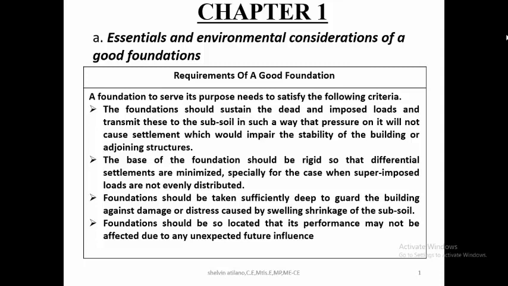So, chapter 1. We have here the essential environmental considerations of a good foundation. What are the requirements of a good foundation? The first thing is the foundation should sustain the dead and imposed load and transmit this to the subsoil in such a way that pressure on it will not cause settlement, which would impair the stability of the building or adjoining structures.